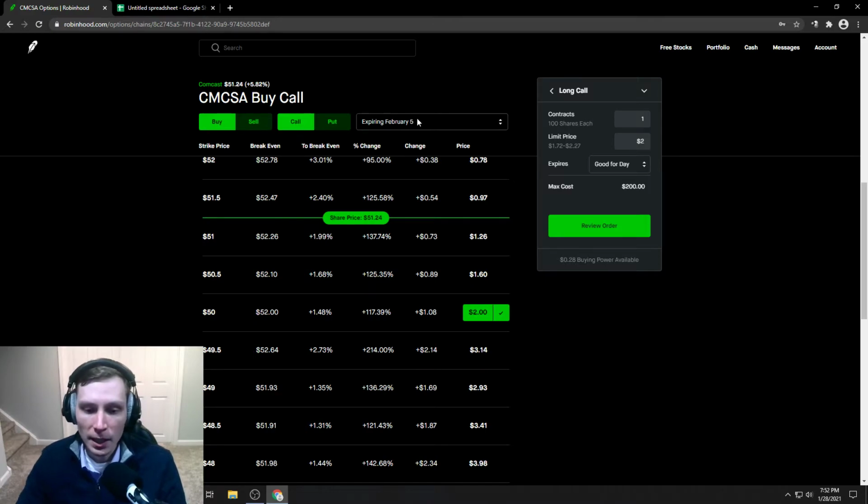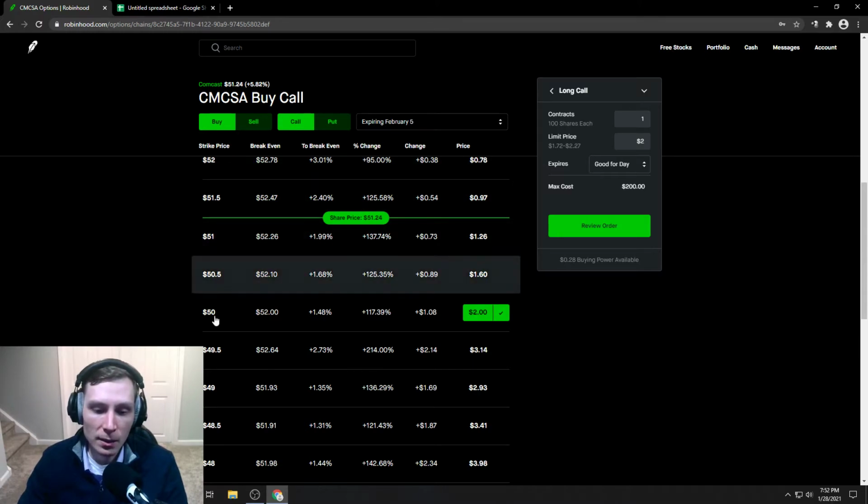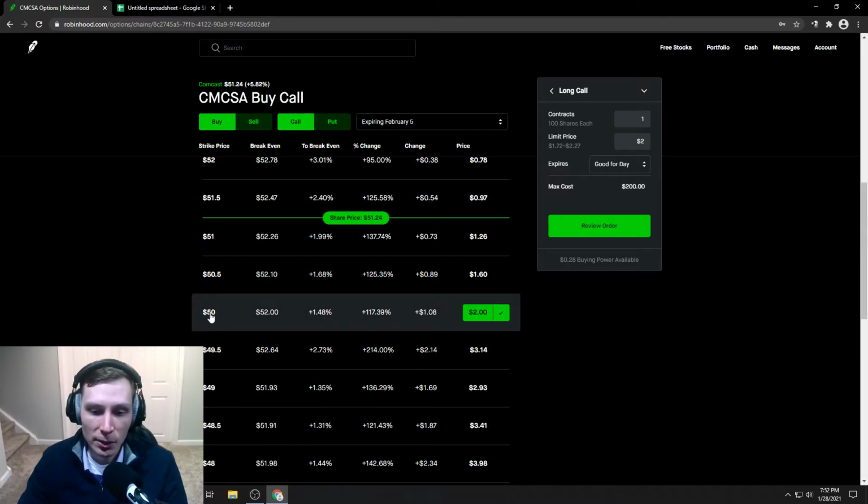So if you have enough money in your Robinhood account, it will automatically buy your 100 shares at your strike price, and then you'll have those shares to do with what you want.